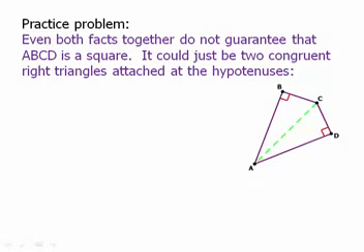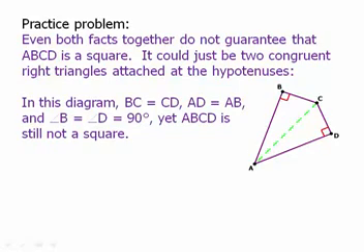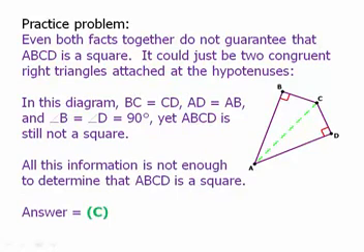It could be just two congruent right triangles attached at the hypotenuse, like this. So in this diagram, it is true that BC equals CD. It is true that AD equals AB, and we do have right angles at B and D, and yet ABCD is not a square. In fact, it's not any special quadrilateral at all. All this information is not enough to determine that ABCD is a square, and the answer to the question is C.